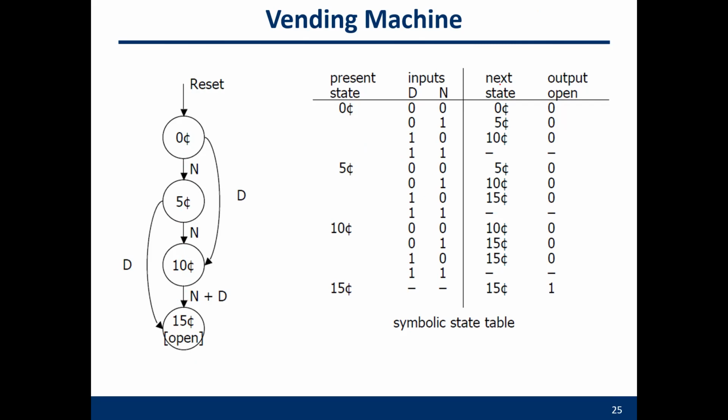And then you can have 2 types of inputs. You can encode these inputs into binary representations, 0 and 1. And then you can reach the next states. The next state, of course, has an output. For example, for 0 cent, it's always a 0, which means it's closed. Only the last one has a 1. So this is a Moore machine.